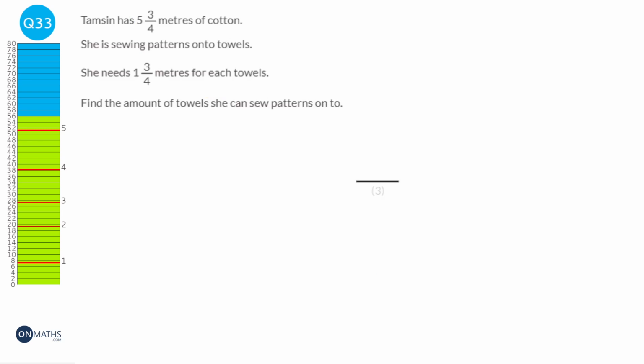So this question is asking us really to divide the 5 3/4 by 1 3/4. So we're going to do 5 3/4 divided by 1 3/4, because we're finding out how many of these towels, which is 1 3/4 meter, can be made when the total amount of cotton is 5 3/4. So first thing we're going to do is convert them to top-heavy or improper fractions, because at the moment they're mixed numbers and we can't divide or times if they're mixed.